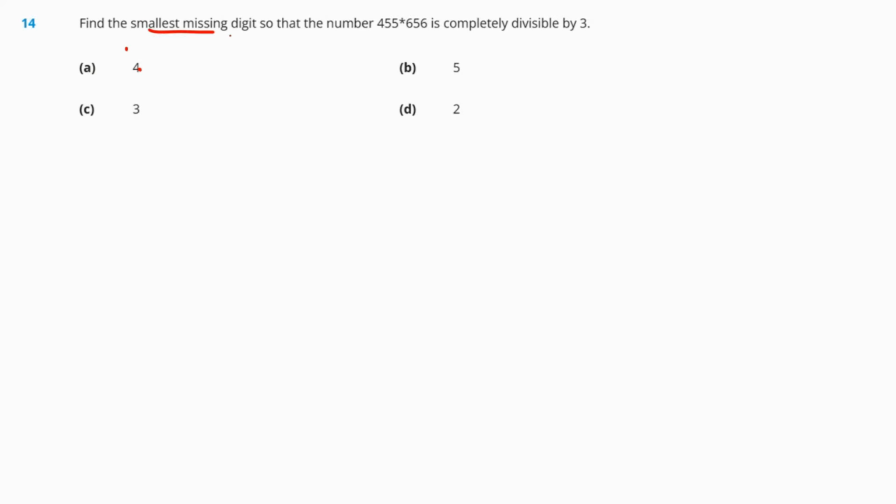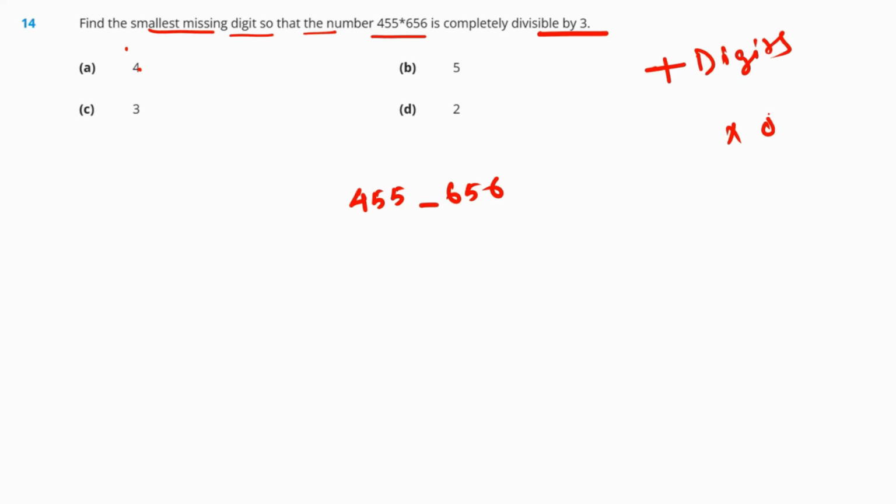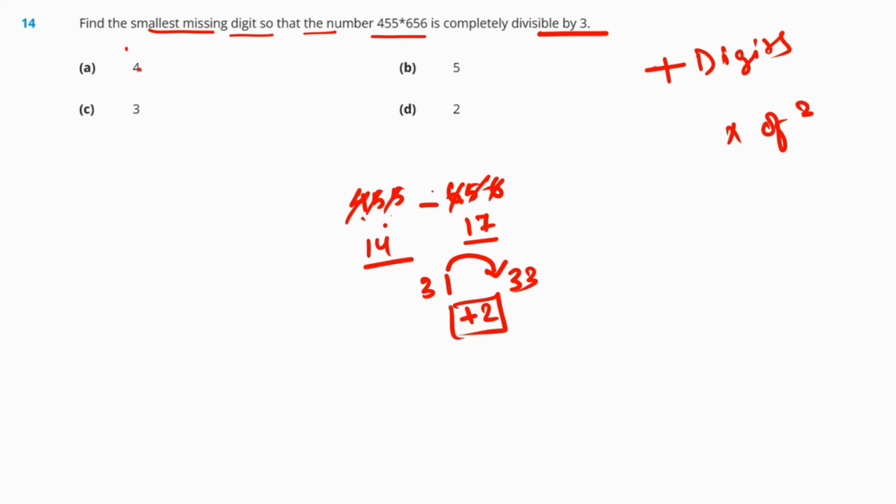Next question, find the smallest missing digit so that the number 455, a missing digit, then 656 is divisible by 3. The divisibility check for 3 says the sum of the digits should be a multiple of 3. So let's add the remaining digits, what is already provided. 4 plus 5, that's 14 this side. 6 plus 6, 12 plus 5 is 17. 17 and 14 is 31 already. After 31, the immediate multiple of 3 is 33, which needs addition of 2 more. So the missing digit is 2, option D.